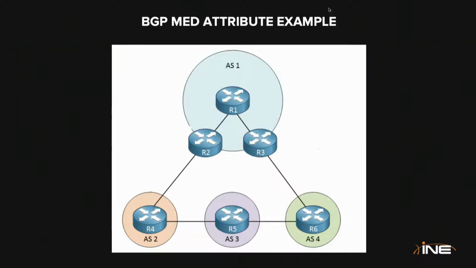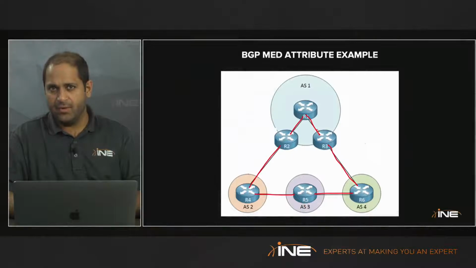My BGP neighborship has been pre-configured between all these routers. So 1 and 2 are BGP neighbors, 2 and 4 are BGP neighbors, 4 and 5 are BGP neighbors, 5 and 6 are BGP neighbors, 3 and 6 are BGP neighbors, and 1 and 3 are BGP neighbors. 2 and 3 are not forming BGP neighborship. All the routers are IOS XE routers except for R3, which is an IOS XR.